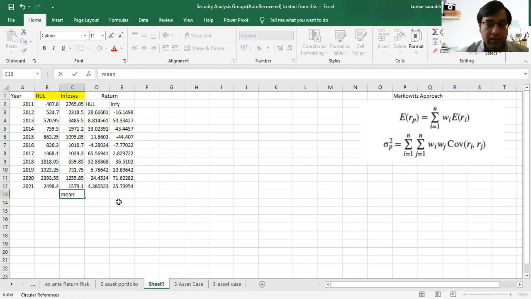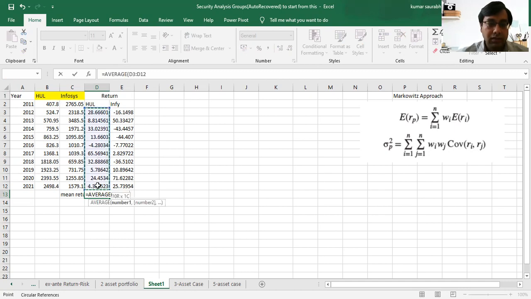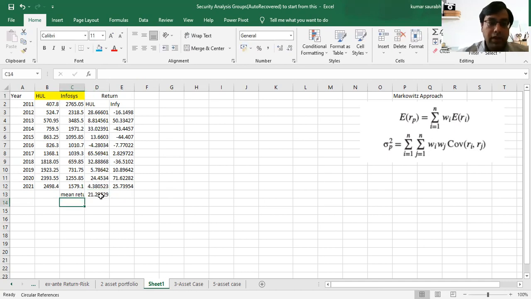Now on that basis, I am evaluating the mean return. So I'm again using Excel inbuilt formula, that is average. I have selected my data. So mean average return of HUL was 21.29%, and next step, I'm evaluating the variance of each of the stocks.